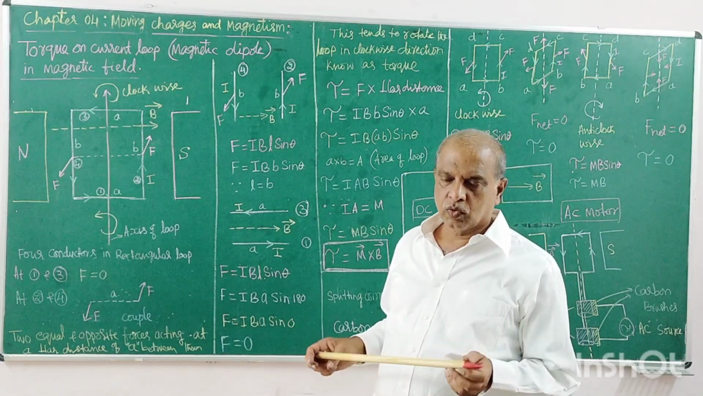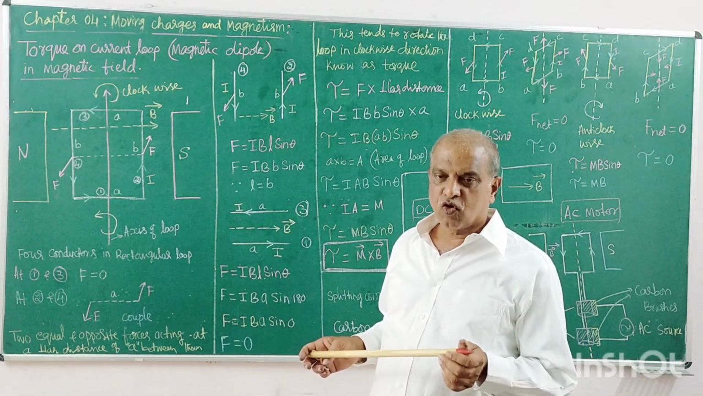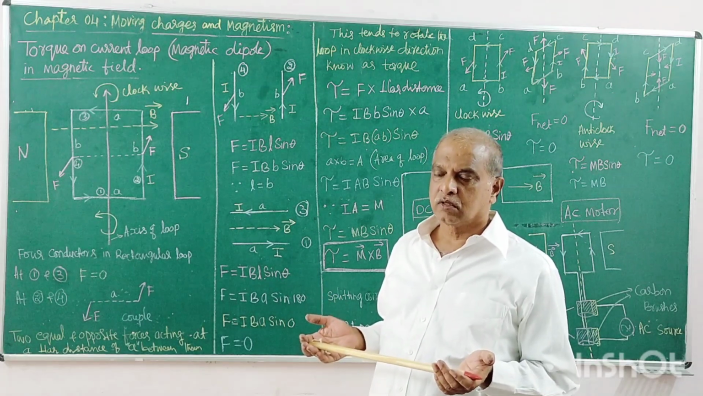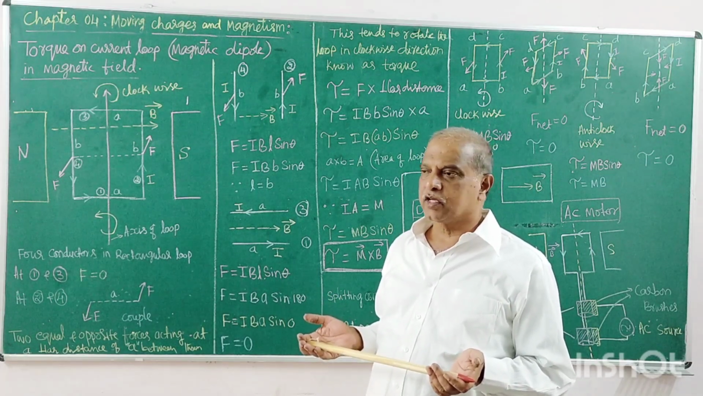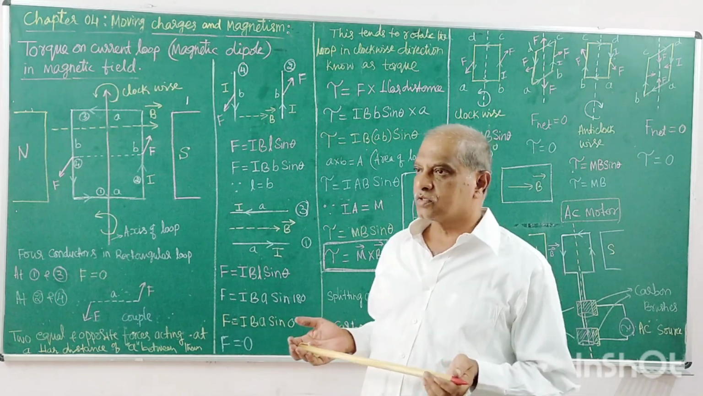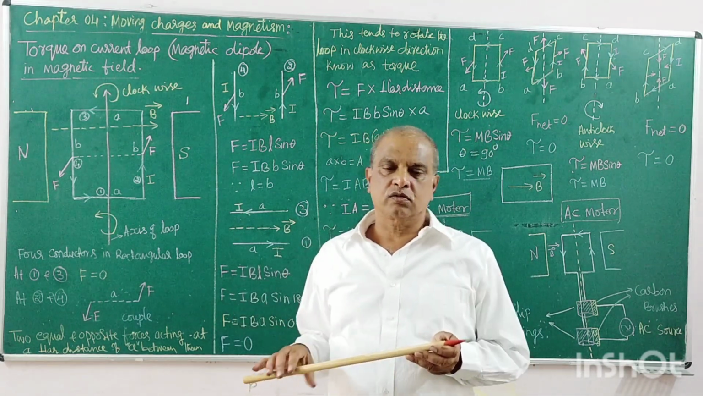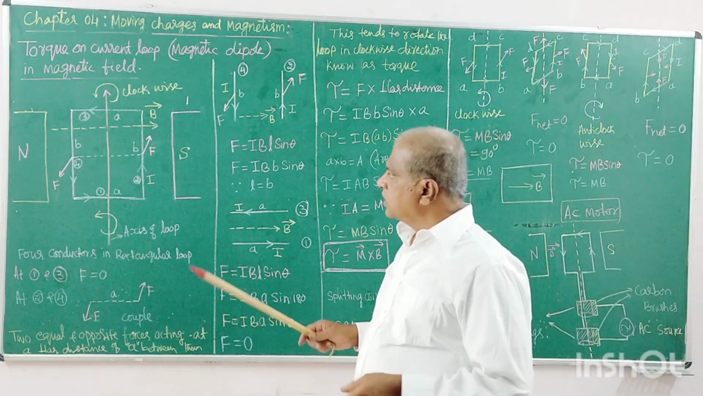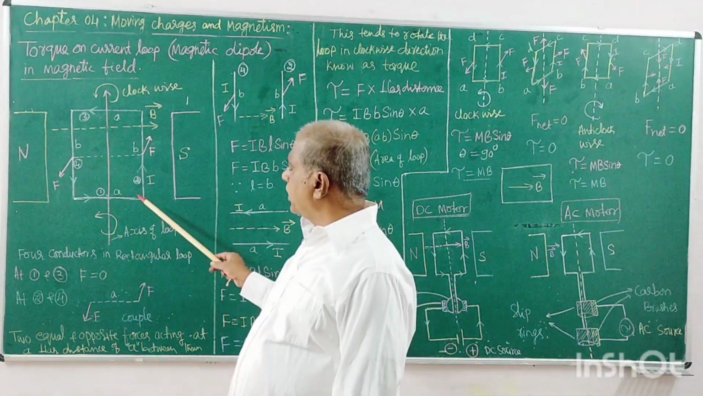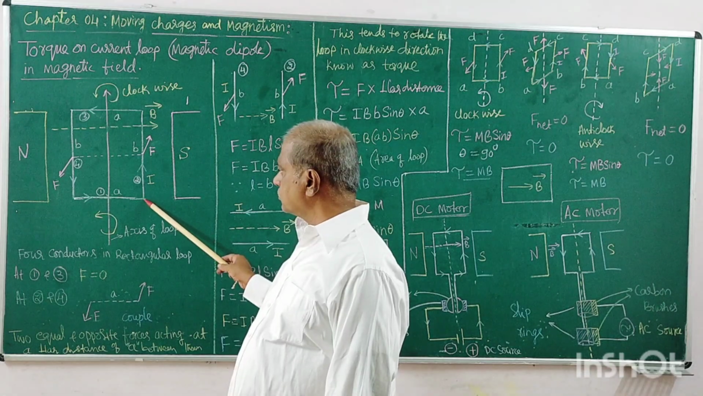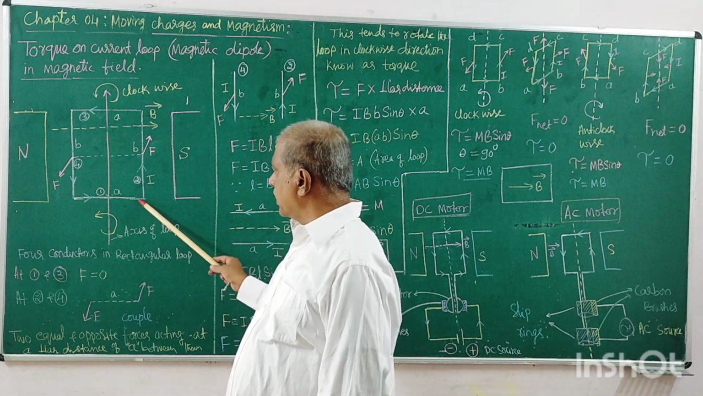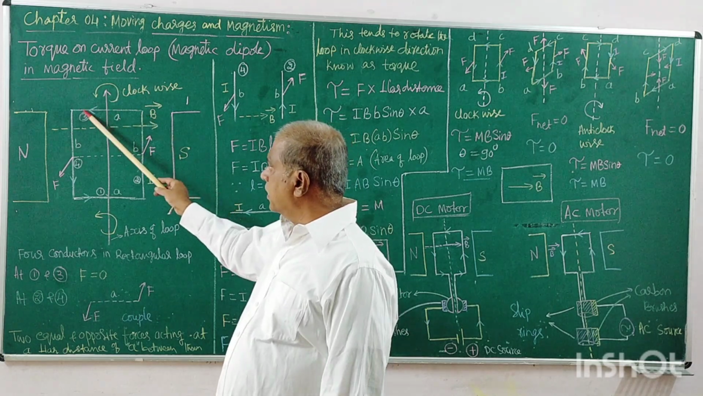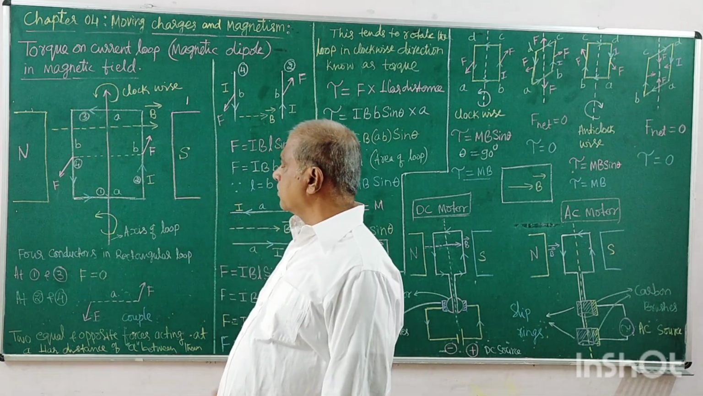Let us look into the forces and the resultant of the forces, which finally gives rise to the torque, that is rotational force. In this loop there are four conductors. I can call this line one conductor, this is the second conductor, the third conductor and the fourth conductor.